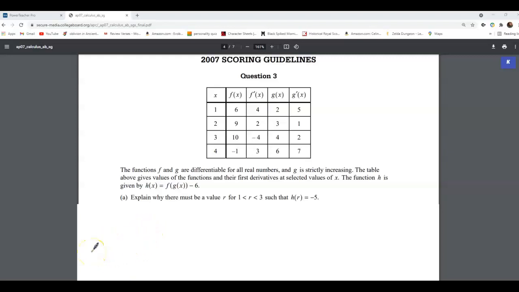All right, guys, this is our FRQ for week 13 notes. Let's go ahead and begin here.